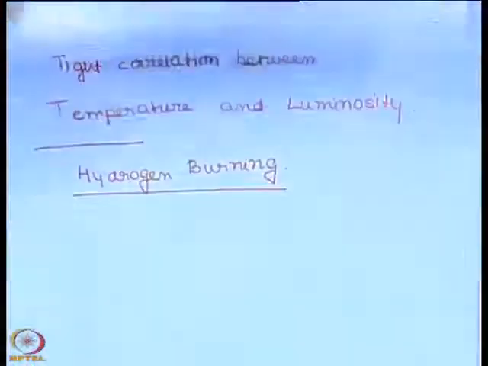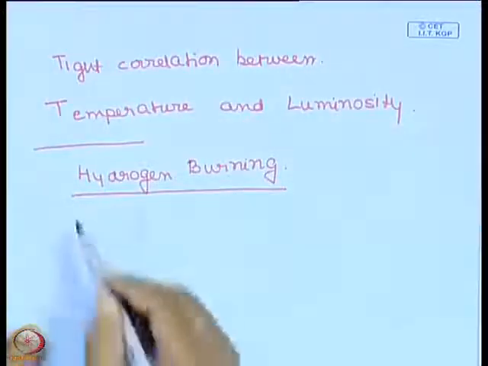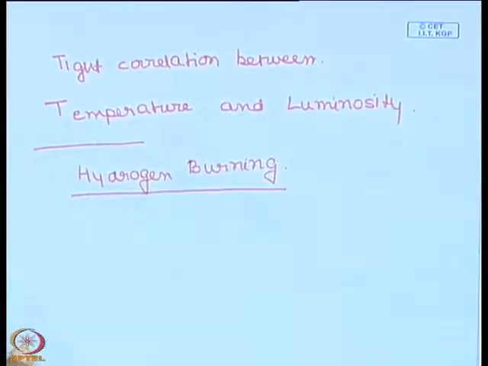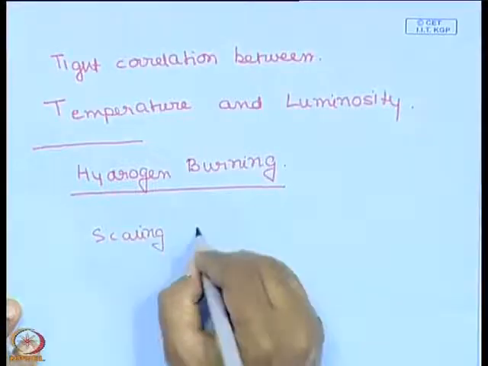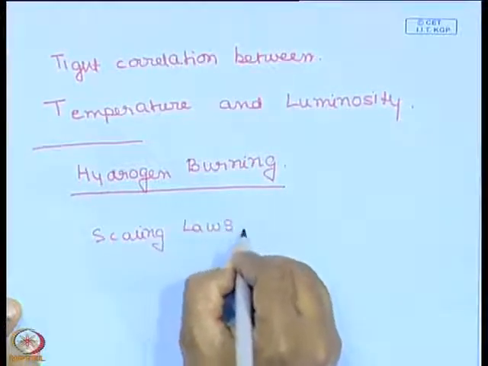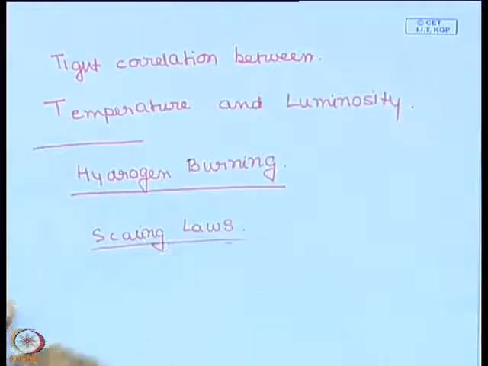And it was later realized also that we have discussed the fundamental equations governing this, but it is not clear why they should lie on a straight line like this. We shall see later that there are simple scaling laws which give us some idea why the hydrogen burning stars should lie on a region like that. This is something that we shall discuss later.